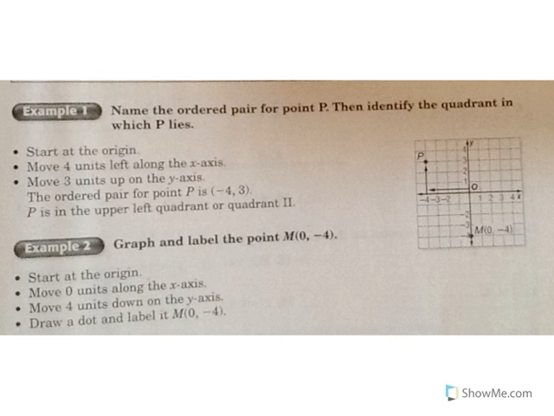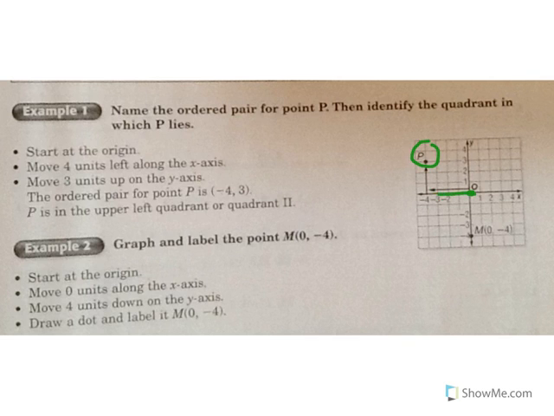So that brings us to our first example. It says, name the ordered pair for point P, and then identify the quadrant in which P lies. All right, so we're going to start at the origin. This whole example is done for us, so I'm just going to walk you through how to do this. If we remember from the last slide, the origin is in the middle. So we're always going to start in the middle. Then it says move 4 units left along the x-axis. So we're trying to identify P right here. So we always go along our x-axis first, or horizontal axis first.